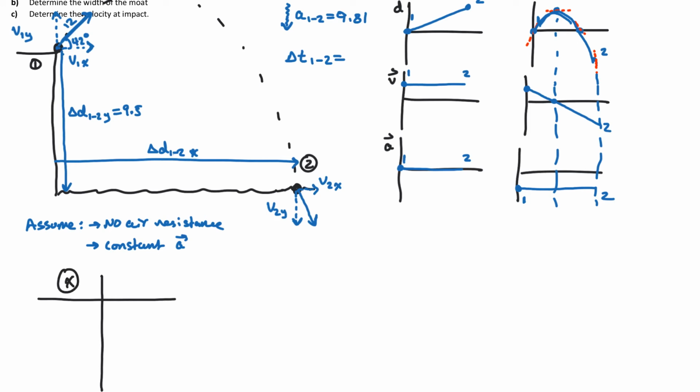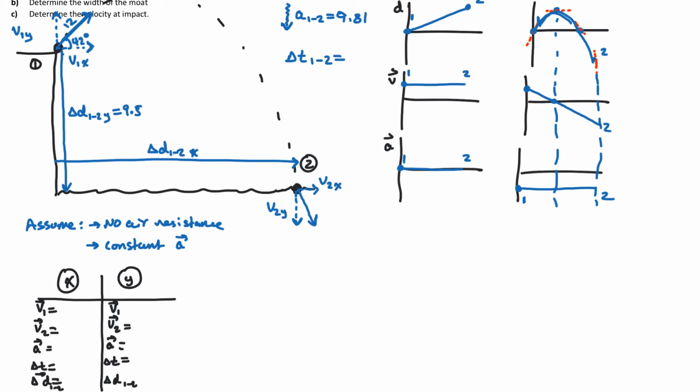We're going to have information about x and y. In x: v1, v2, acceleration, change in time, change in position, and in y: v1, v2, acceleration, change in time, and the displacements.